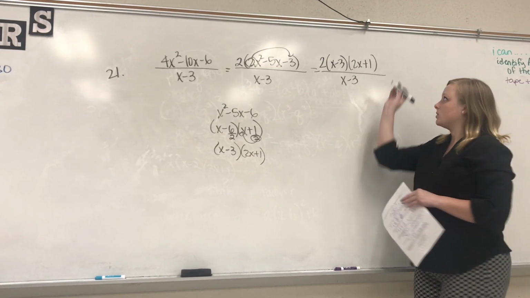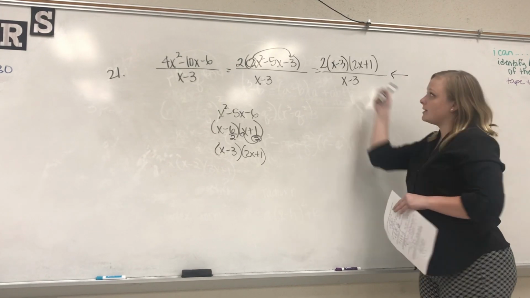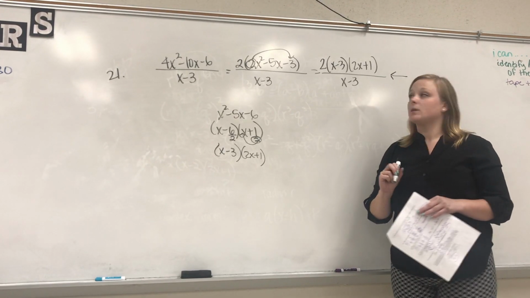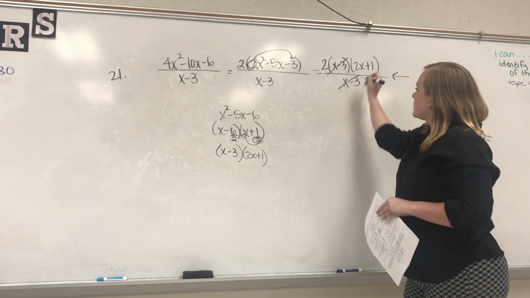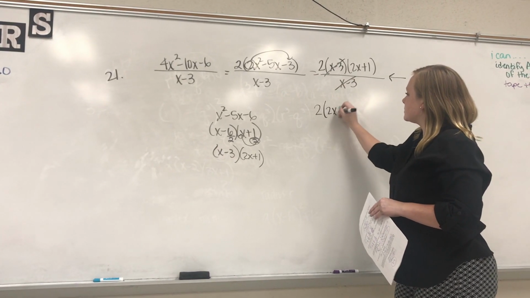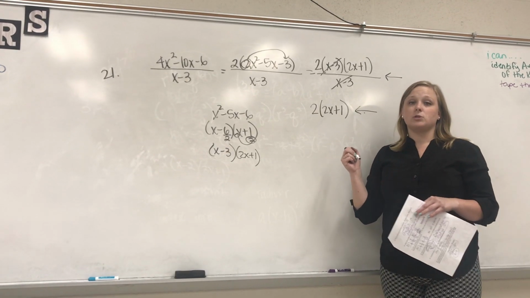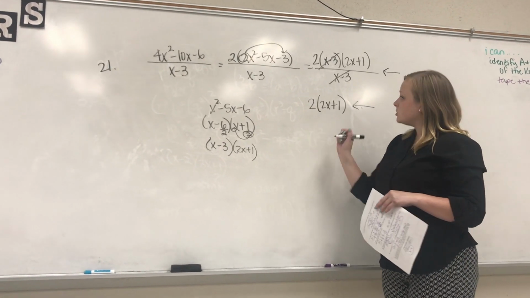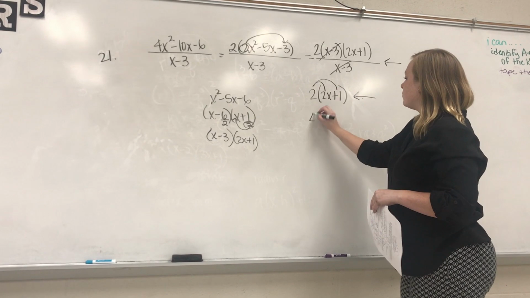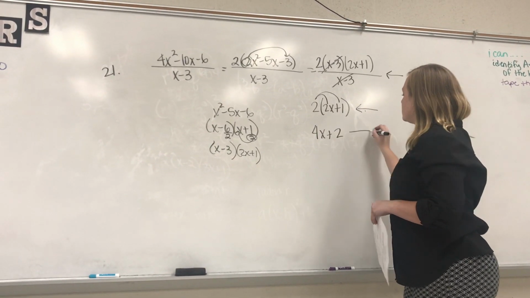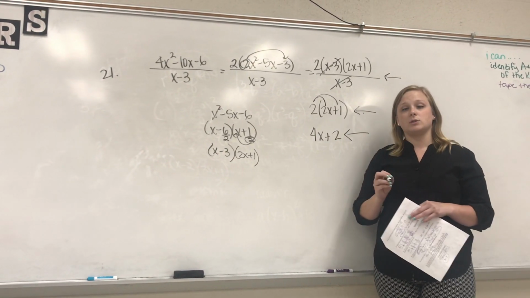That's one of my select alls. So that is one of the options you're going to choose. Once they cancel, you're just left with 2 times 2x plus 1. This is also going to be one of your answers you're going to choose. If I were to distribute the 2, I would get 4x plus 2. This is also one of the answers you're going to choose.